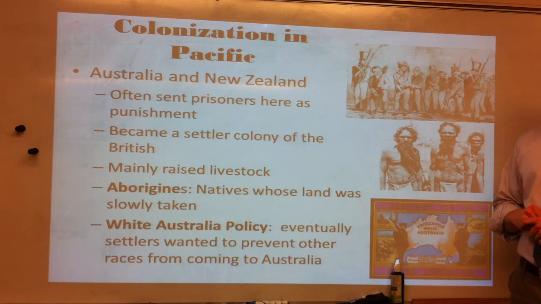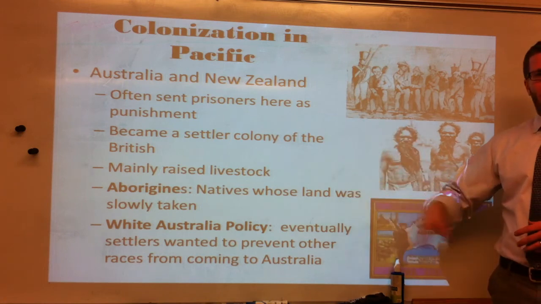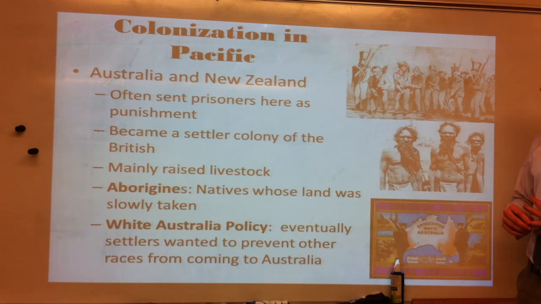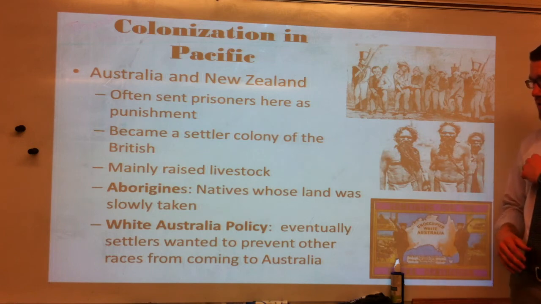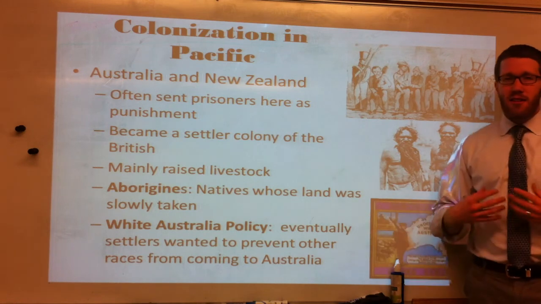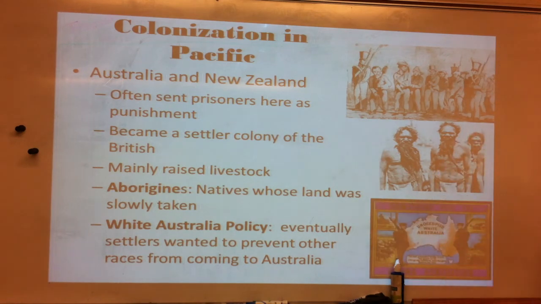Eventually, after the Aborigines slowly die out or leave because of their culture, this settler colony comes up with something called the White Australia policy. They didn't want to let anybody in but white people, to keep their culture alive in the settler colony.